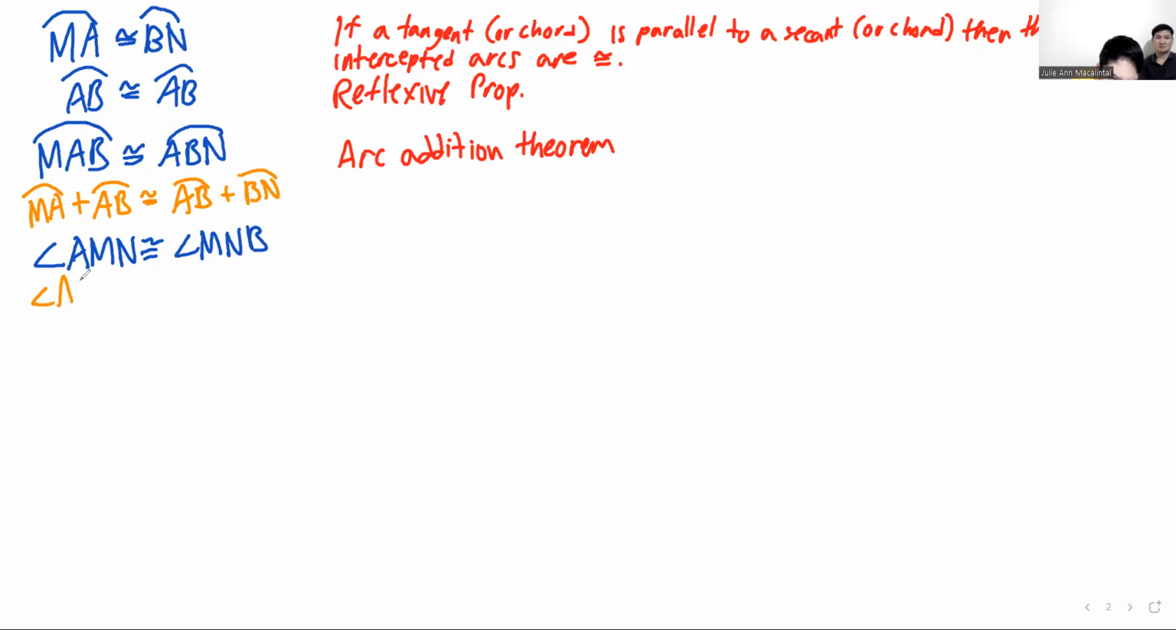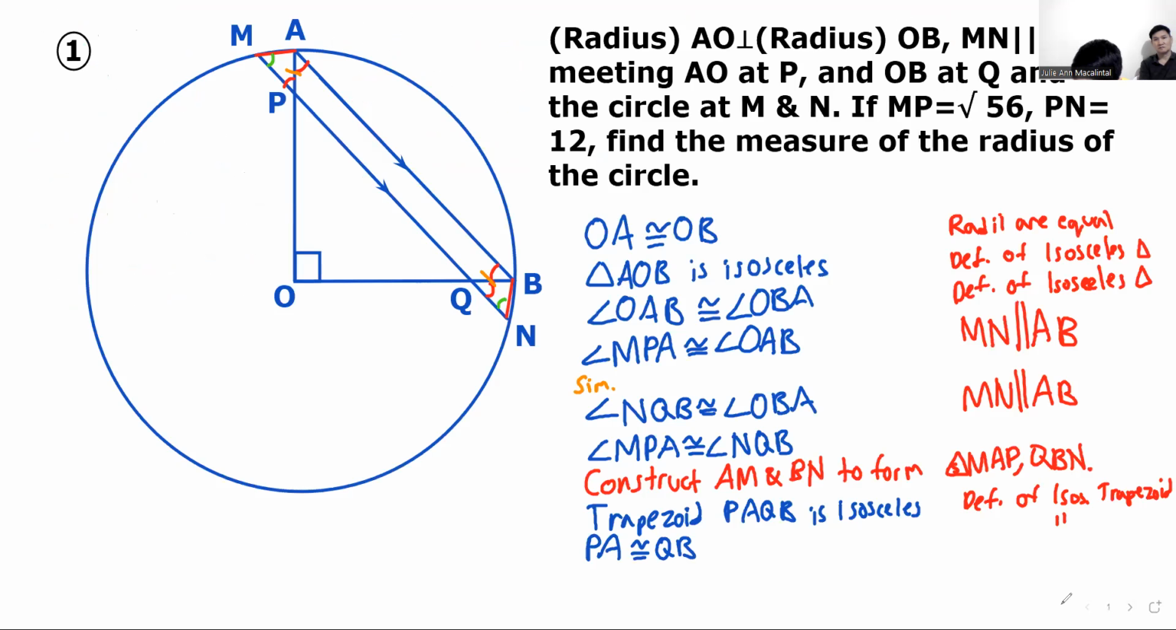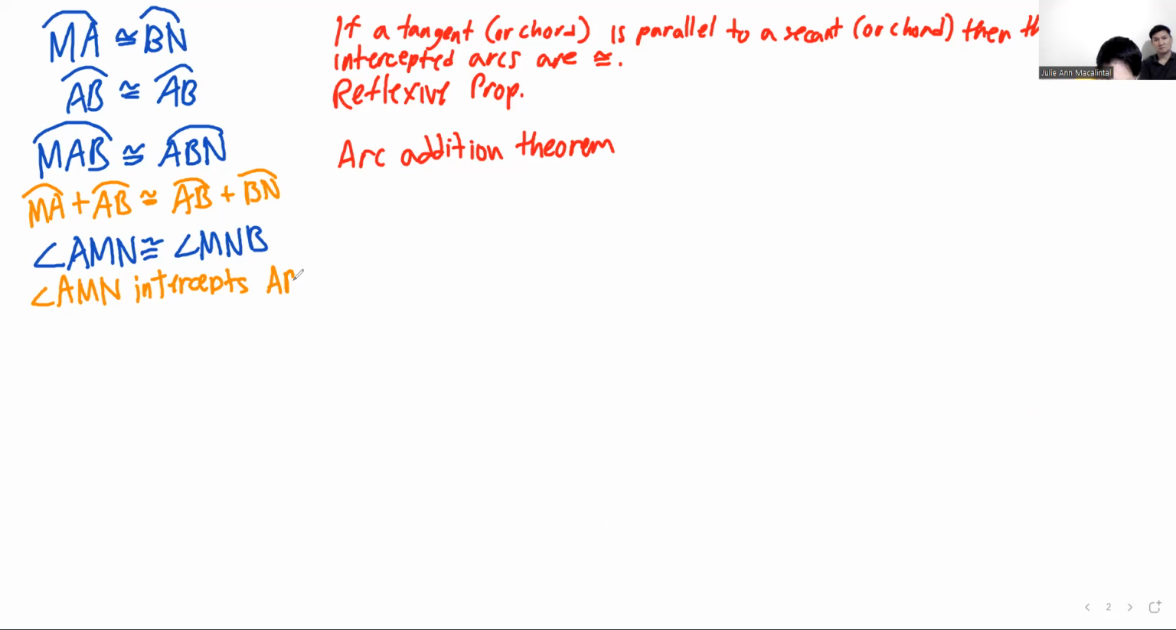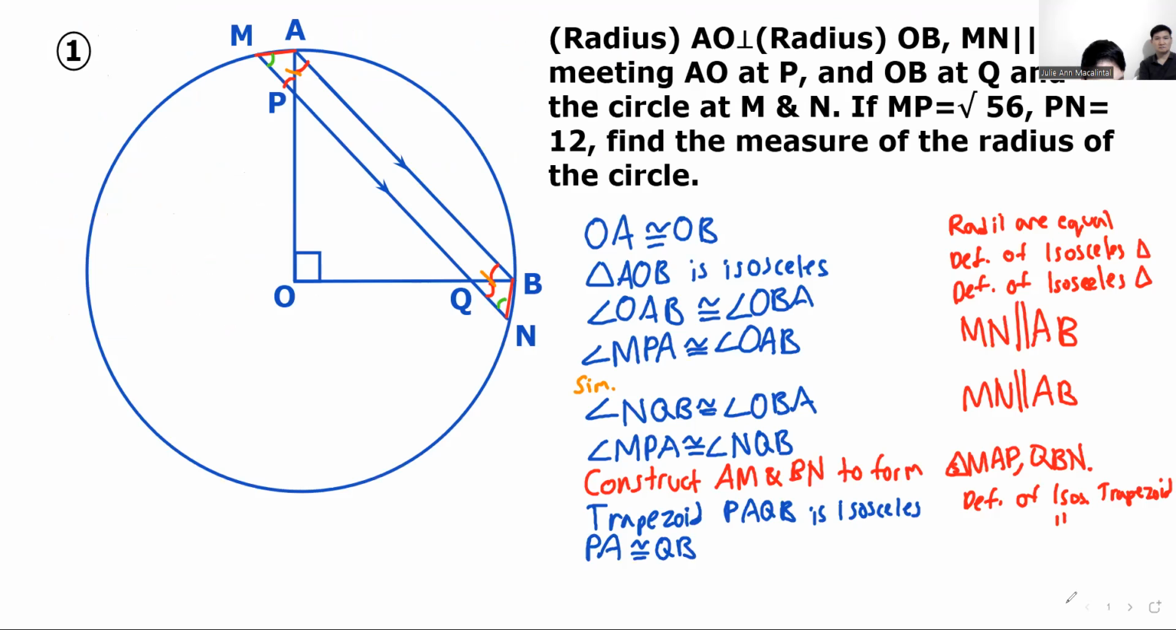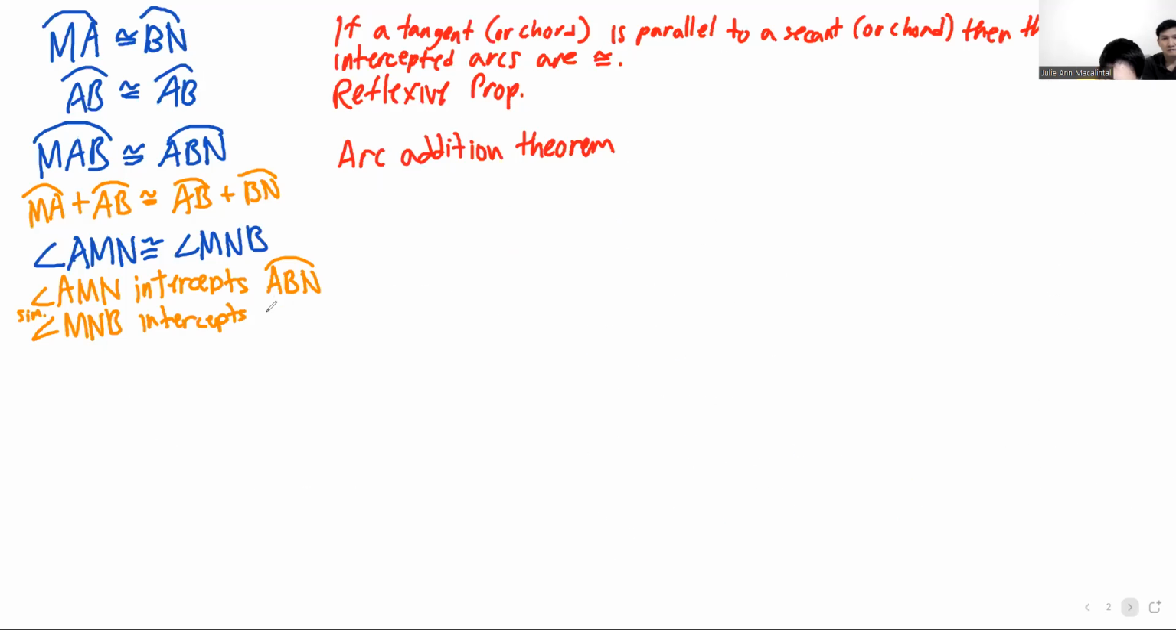AMN intercepts arc ABN. Similarly, MNB intercepts arc MAB.